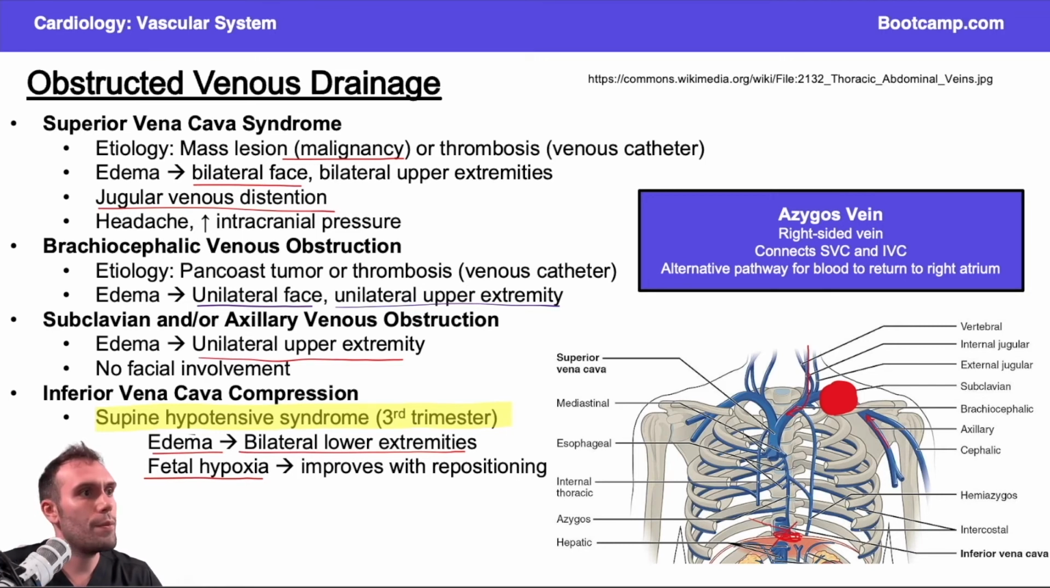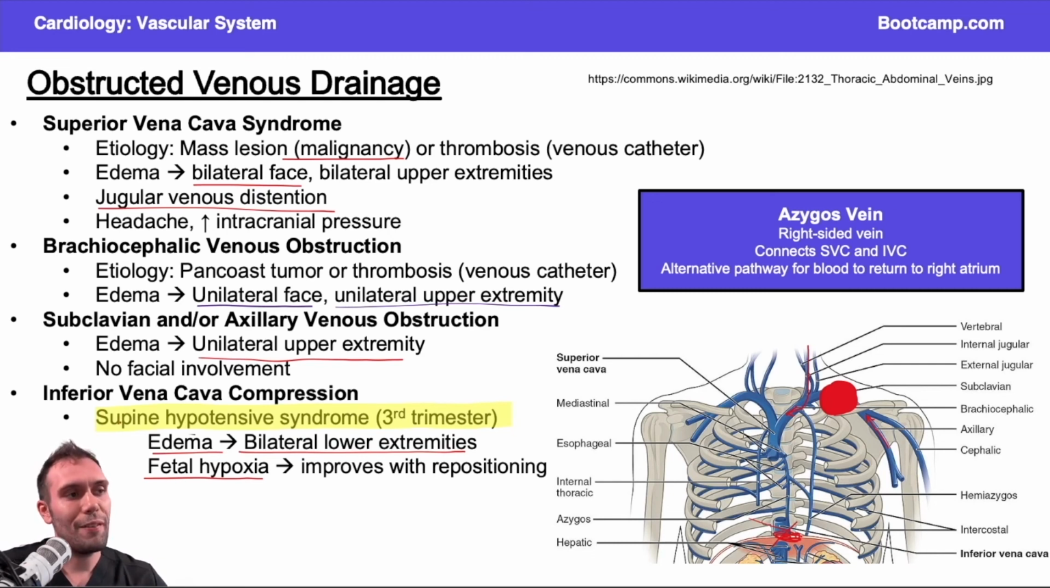And the thing about supine hypotensive syndrome, where it gets its name, is when mom is supine, that's when the uterus, with the effects of gravity, is going to push down on the inferior vena cava the most. In these situations, that's when they tend to experience hypotension, dizziness or lightheadedness. Kind of the opposite of what you would expect with orthostatic hypotension, which would be far more common overall.